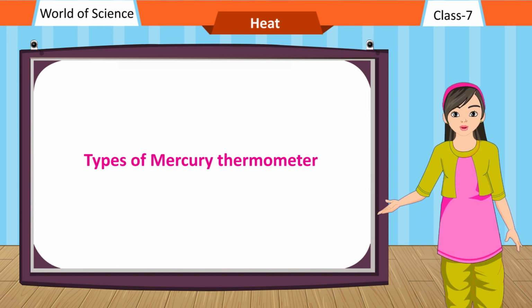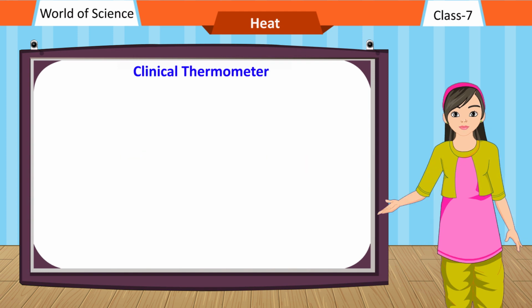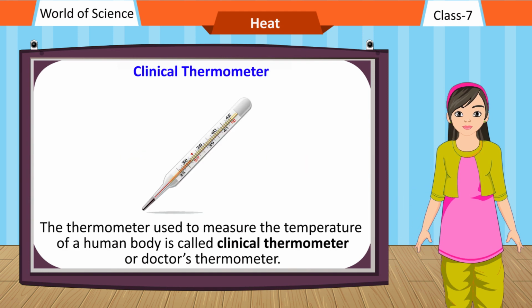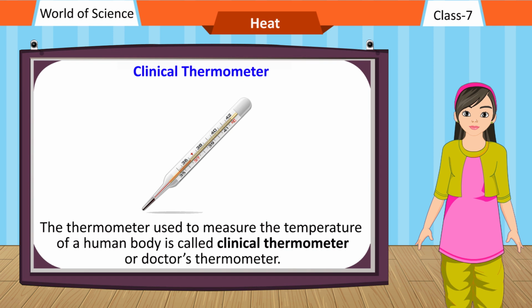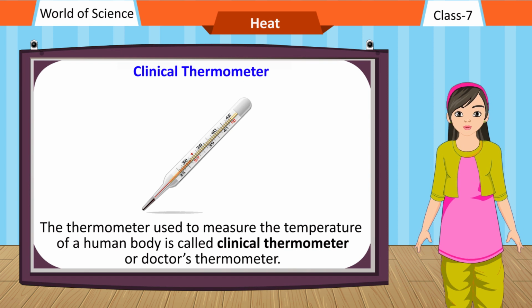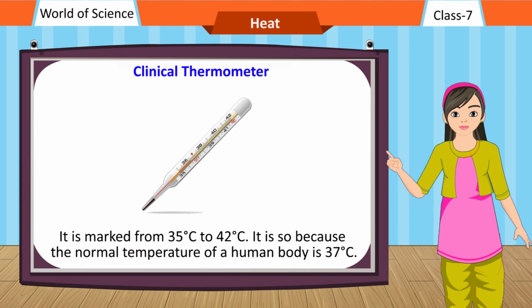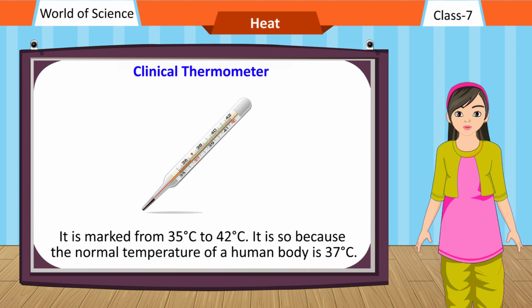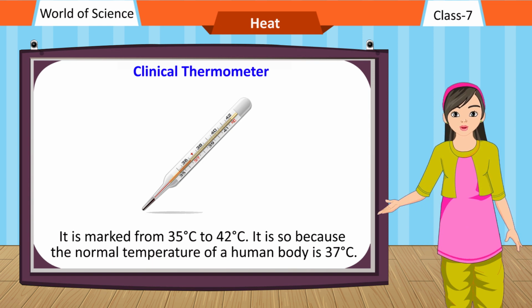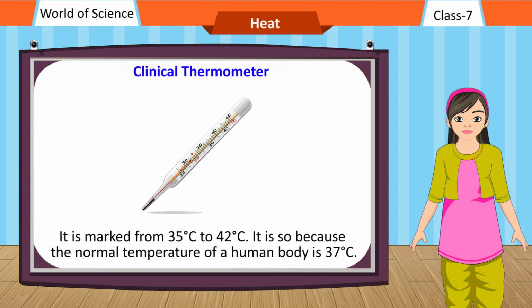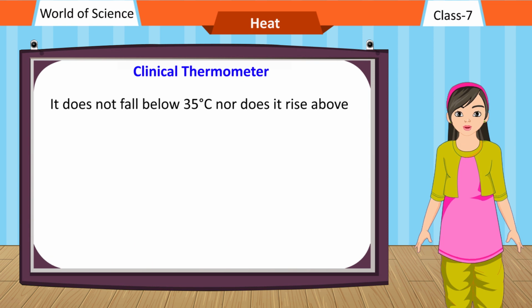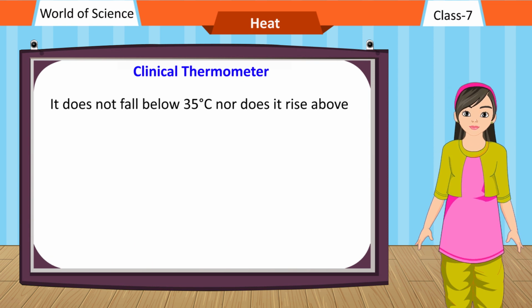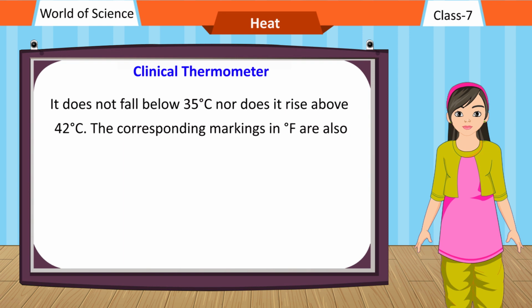Types of mercury thermometer. Clinical thermometer. The thermometer used to measure the temperature of a human body is called a clinical thermometer or doctor's thermometer. It is marked from 35 degrees Celsius to 42 degrees Celsius. It is so because the normal temperature of a human body is 37 degrees Celsius. It does not fall below 35 degrees Celsius nor does it rise above 42 degrees Celsius.